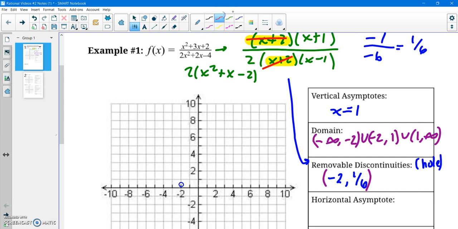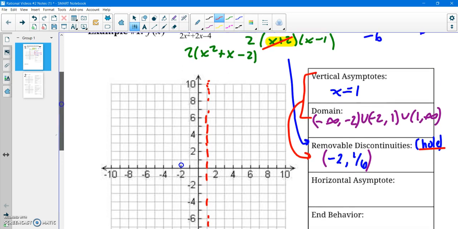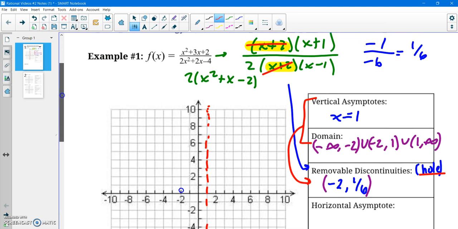So you know how previously we were saying domain and vertical asymptotes go together? We're now adding on a special situation, which is holes in the graph, removable discontinuities, that also tie together there. Okay? So I should throw in my vertical asymptote at x equals 1. Cool. That's really the only new thing.